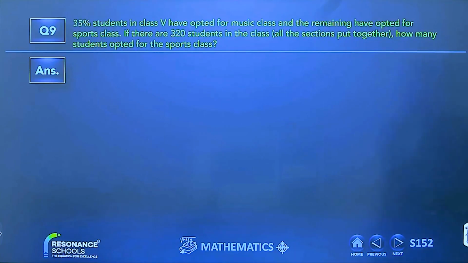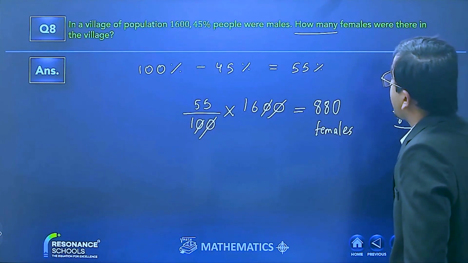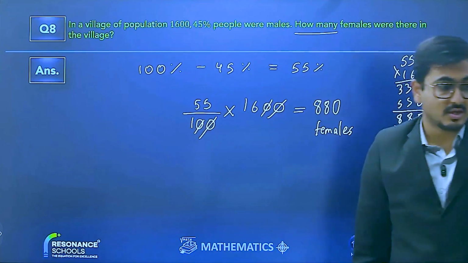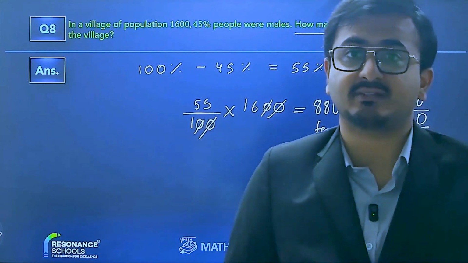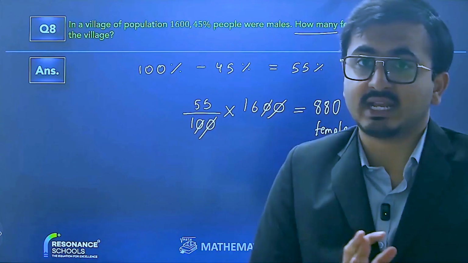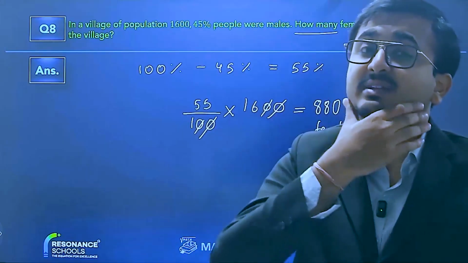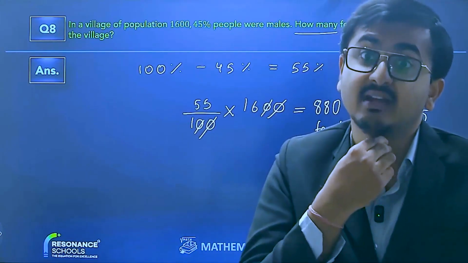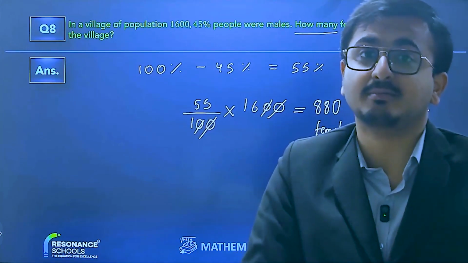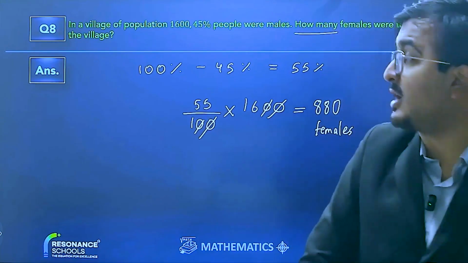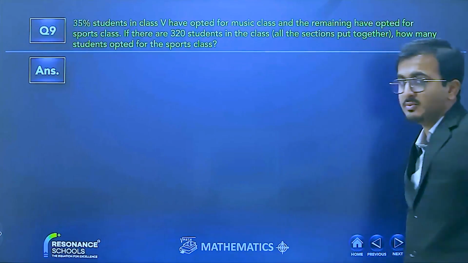The previous question, just a second. 45% is not 1600. Someone is asking how 45% is 1600. No, they are not telling you that. 1600 is the total population. 100% is 1600. Out of that, 45% is male. See, there is a comma after 1600. Now try for this.